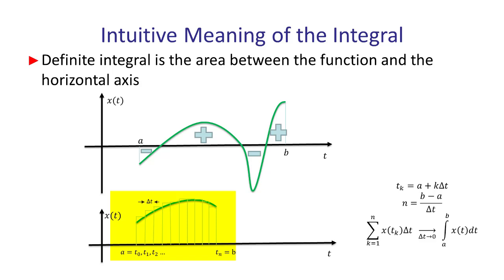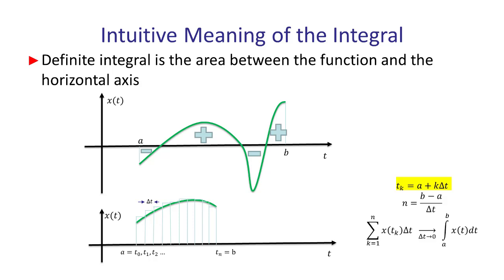Formally, the integral is defined by adding infinitesimally narrow rectangles between a and b. Now, if the function is defined in the domain from a to b, for that interval we will define n points, and those points we will call t1, t2, and so on. Now, the length of each interval will be very, very short, and we will call it delta t. So definitely the number of points will be b minus a divided by delta t, and each point we will call t of k. It will be defined as a plus k times delta t.